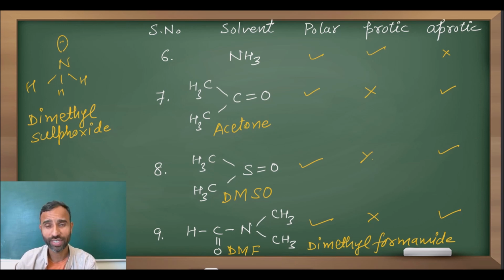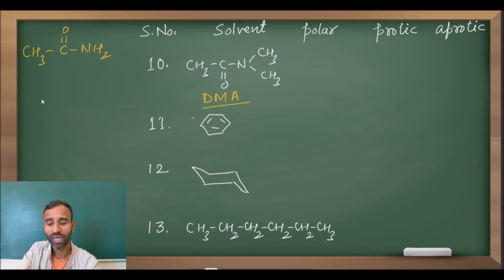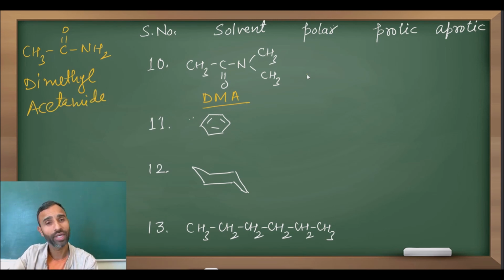Come to the next slide. Now it is dimethyl acetamide, because CH3 C double bond O NH2 is acetamide. So two hydrogens are replaced by methyl. So it is DMA, that is dimethyl acetamide. Again, due to the presence of C double bond O and CN, it is polar, and hydrogen is not attached to nitrogen or oxygen. So it is again aprotic.